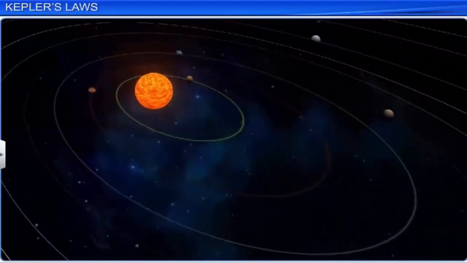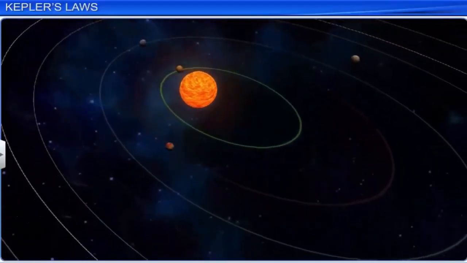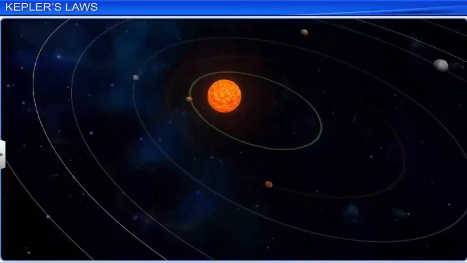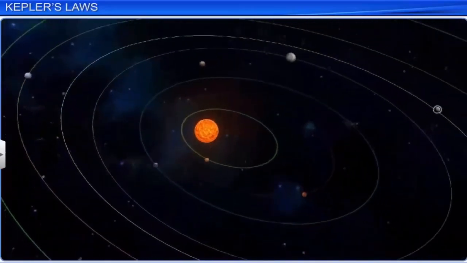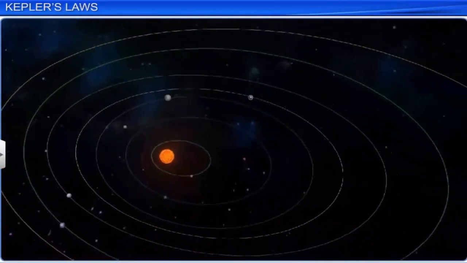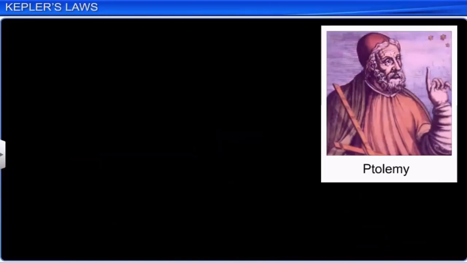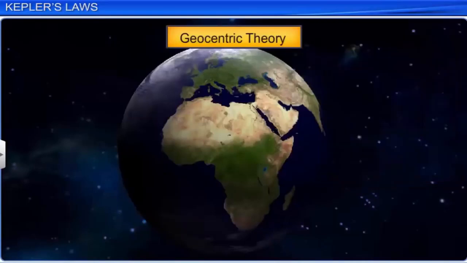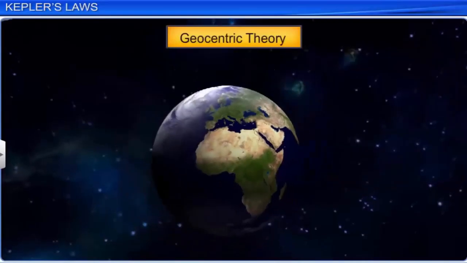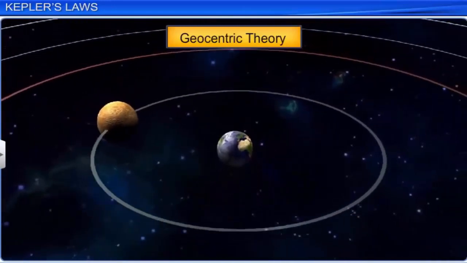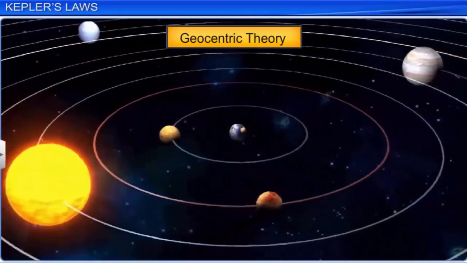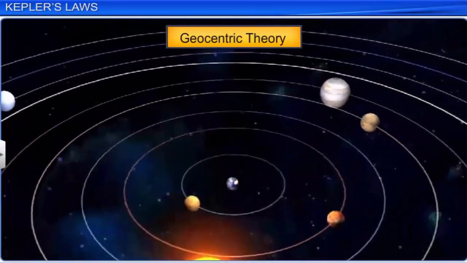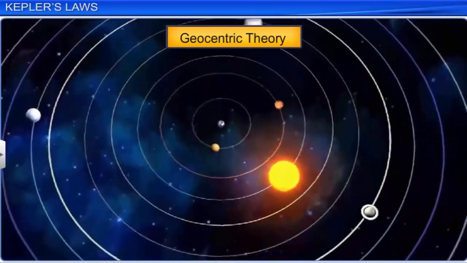The configuration and motion of the Earth, the Sun and the other planets in the solar system was debated for ages till Ptolemy, a Greek scientist, put forward his geocentric theory. His theory stated that the Earth is at the center of the universe and that the planets, stars and the Sun revolve around the Earth in circular orbits.